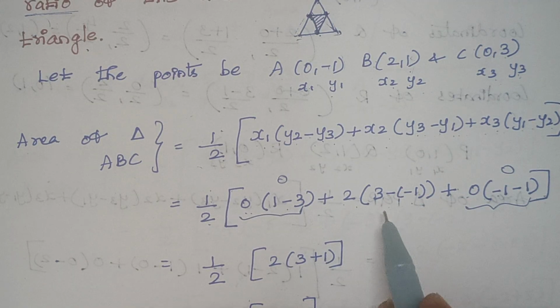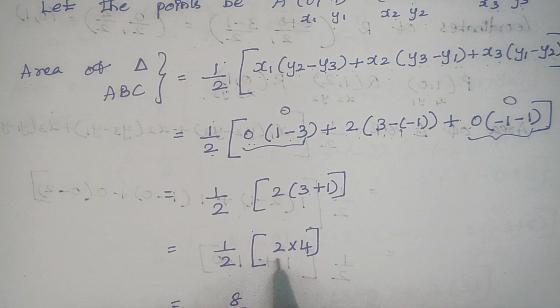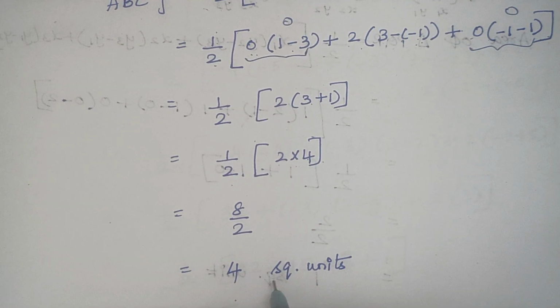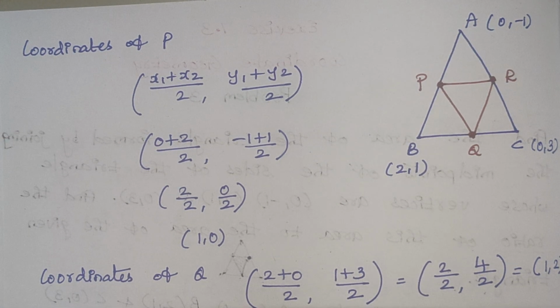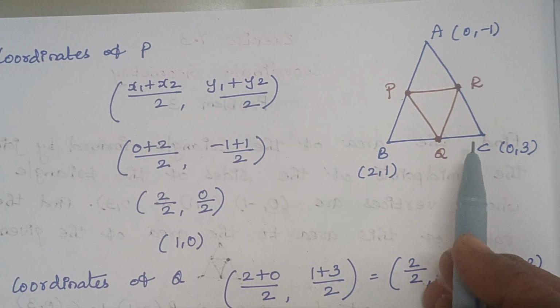So 2 into 3 minus of minus 1. 3 minus of minus 1 is nothing but 3 plus 1, and 3 plus 1 is 4, right? Half into 2 into 4. So 4 2s are 8 and 8 by 2 is nothing but 4. So this is the area of our bigger triangle, which is equal to 4 square units, right? Now we are going to find the area of this smaller triangle PQR, right?